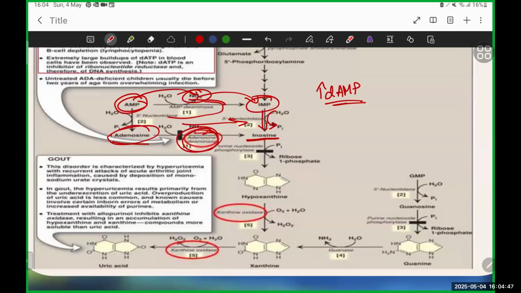She also mentioned that the children usually die before 2 years, although I'm not sure that's important. I don't really think so. Anyways, basically the cells can't divide.